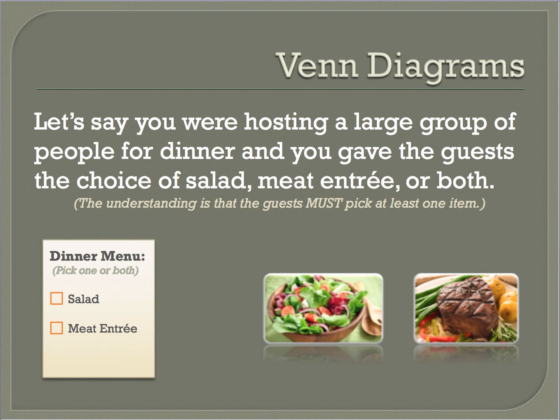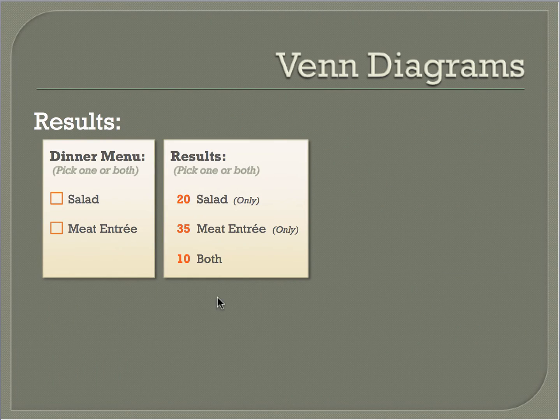Let's say you were hosting a large group of people for dinner and you gave the guests the choice of a salad, meat entree, or both. The understanding is that they had to select one of these items, okay? So they could select both if they want to, but they had to at least select one item. And the results come back to you and they say that 20 people wanted just a salad only, 35 people only wanted a meat entree, and 10 people wanted both.